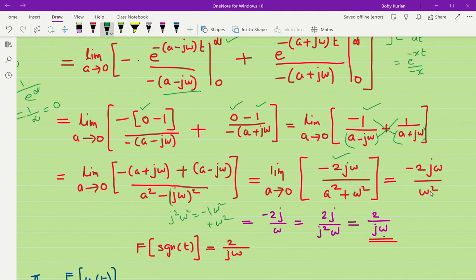Okay, so this omega also cancels out. What remains is minus 2j divided by omega. So this minus 1 is equal to j square. So in the denominator we put j square. So here j and j square, what remains there is 2 by j omega. So the minus 1 in the numerator we take to the denominator. Okay, then that minus 1 we have to put as j square. So in the denominator we bring a j square. Okay, so finally the final result is 2 by j omega. That is the Fourier transform of the signum function, 2 by j omega.